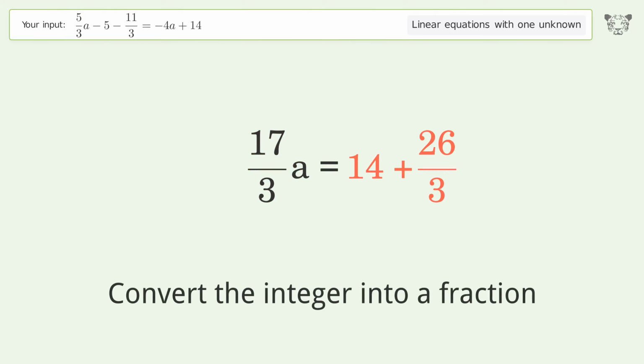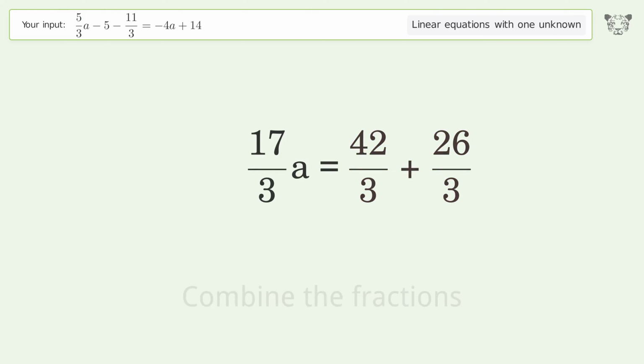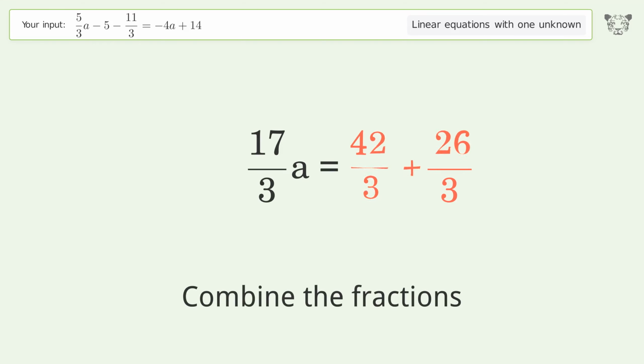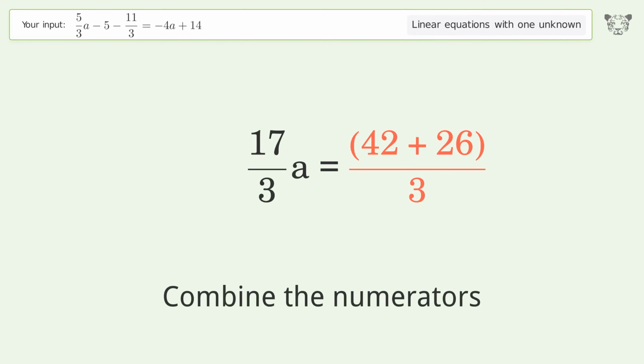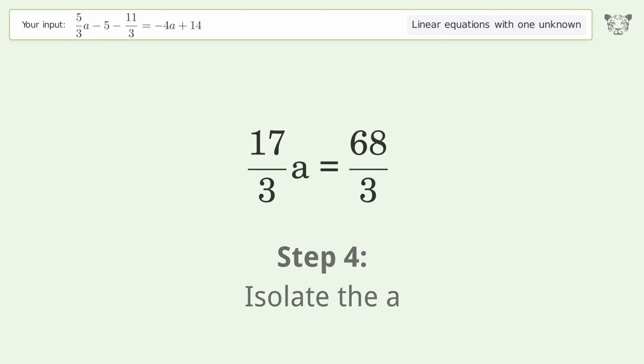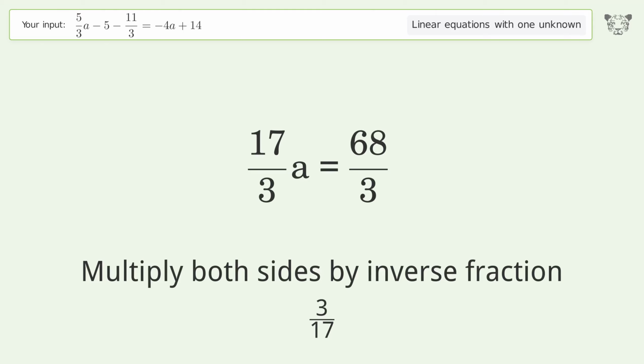Convert the integer into a fraction. Combine the fractions. Combine the numerators. Isolate the a. Multiply both sides by inverse fraction 3/17.